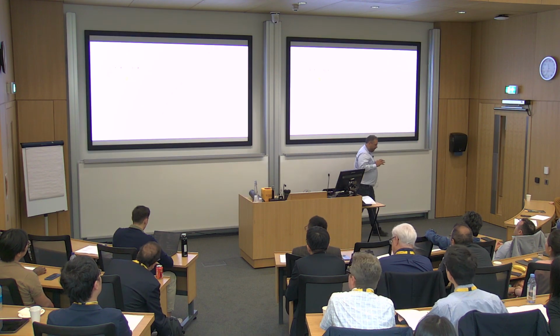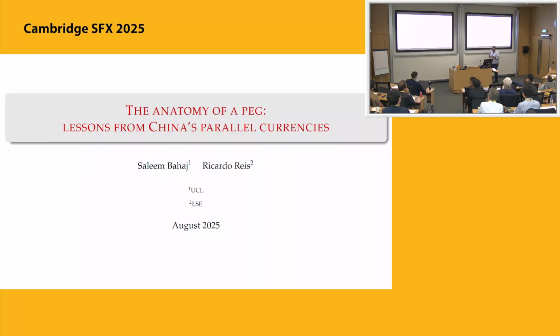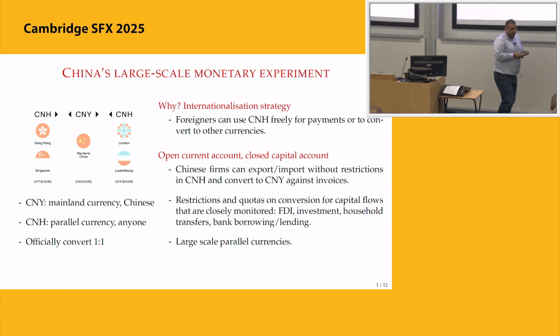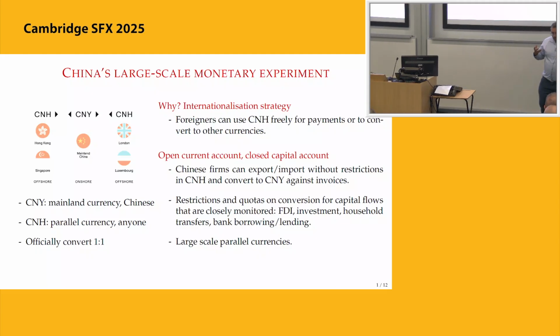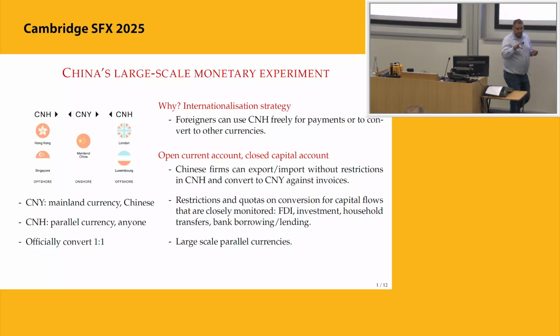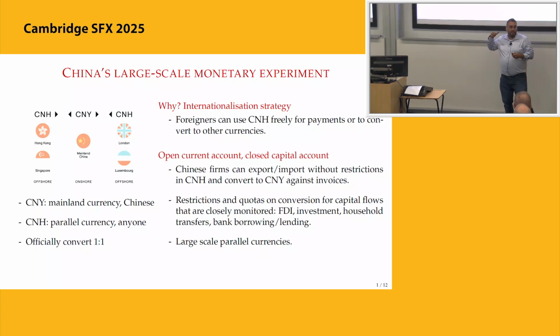For those of you who don't know, two currencies circulate in China. There's a mainland currency that is used for transactions onshore and sits behind a perimeter of capital controls, and can be mainly used by Chinese residents. That goes by the currency code CNY. And there's an offshore parallel currency that is freely convertible, can be held by anyone, and goes by the currency code CNH, where H stands for Hong Kong. That's where the transactions in this currency take place.